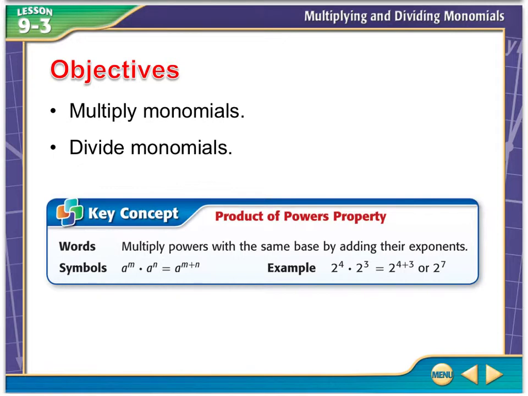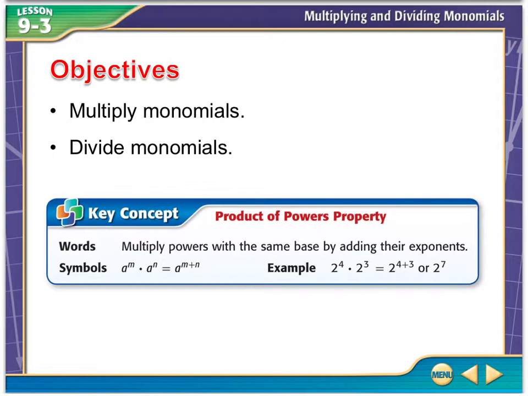property. In words, this means to multiply powers with the same base by adding their exponents. We can see it down here represented symbolically, where we have a to the nth power times a to the nth power equals a to the n plus nth power. It's important to note that the common base for both of these is going to be a, and that allows us to just go ahead and combine the exponents.